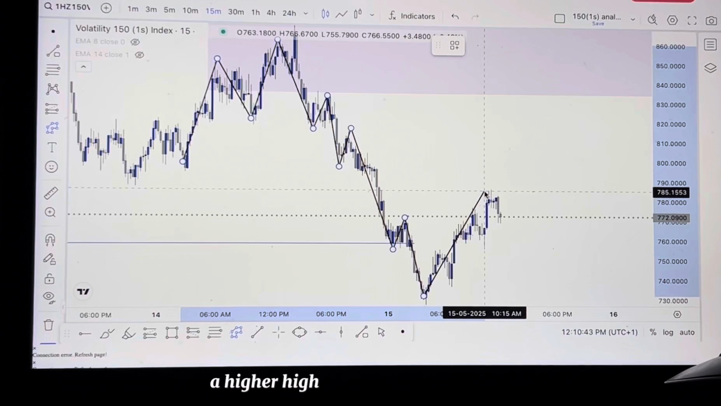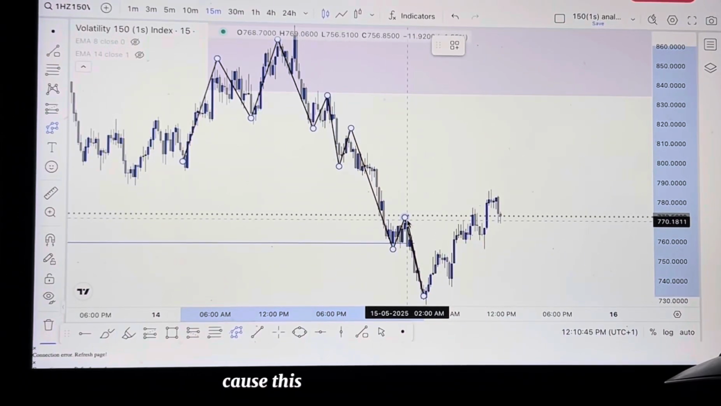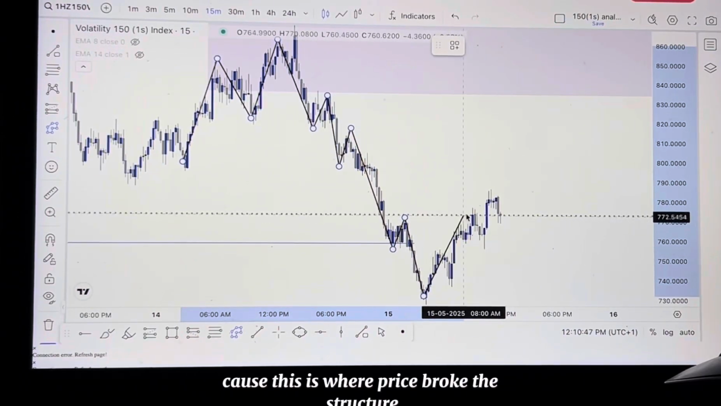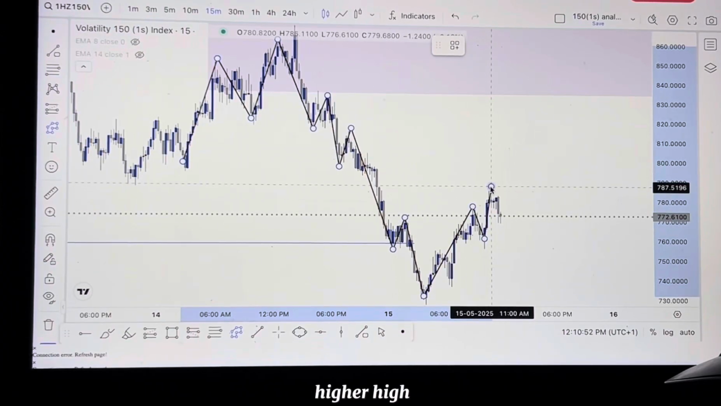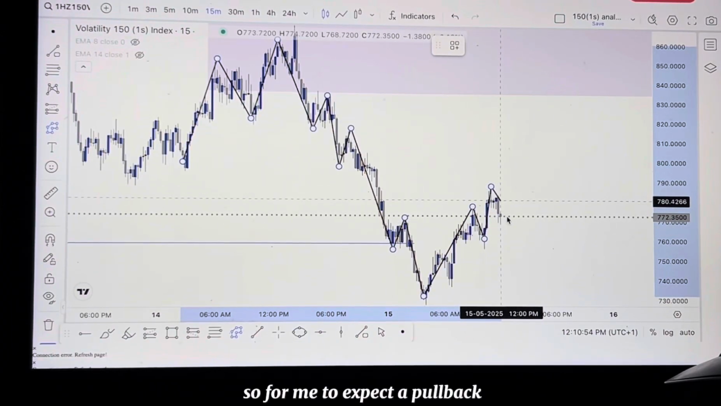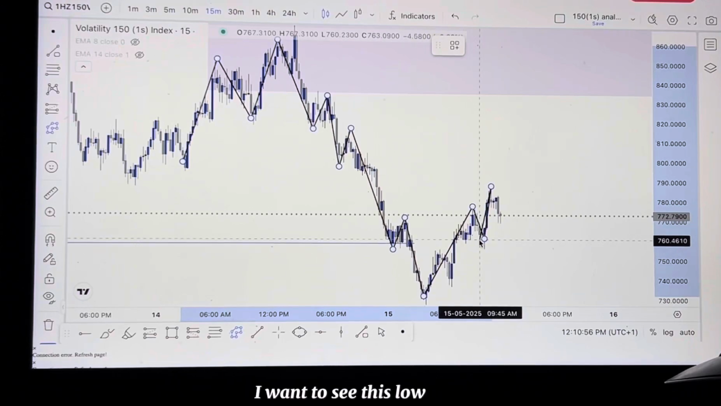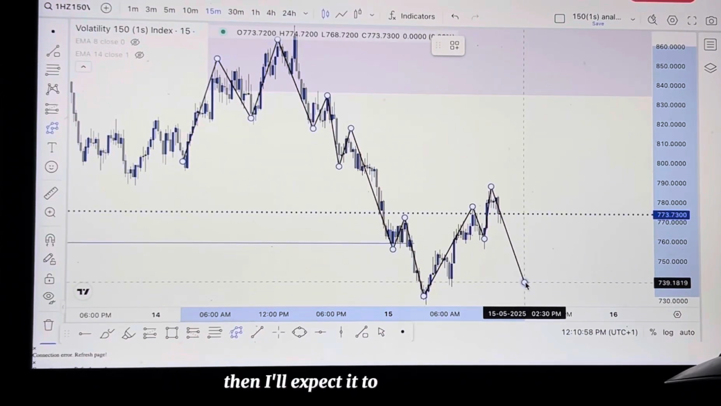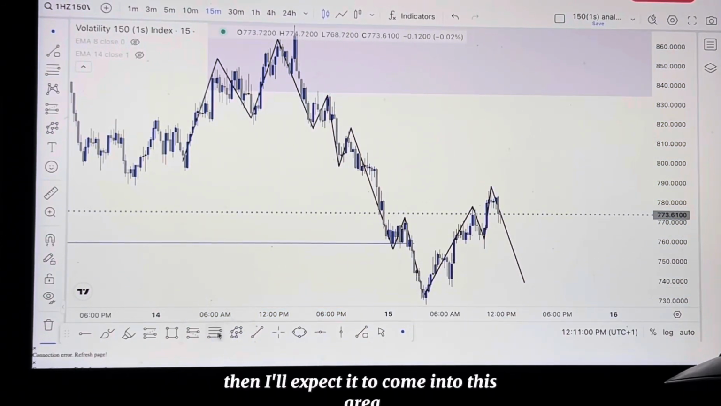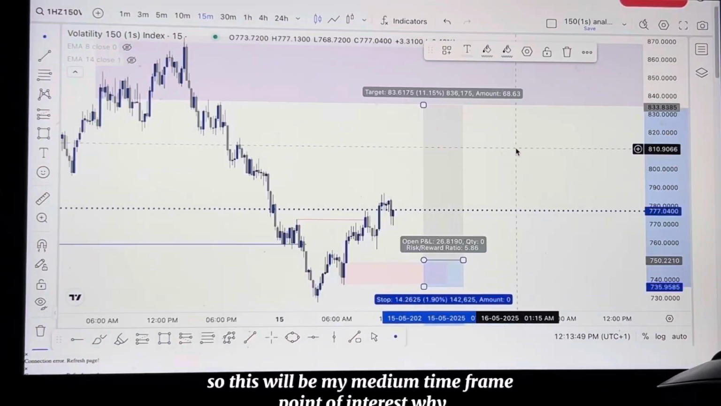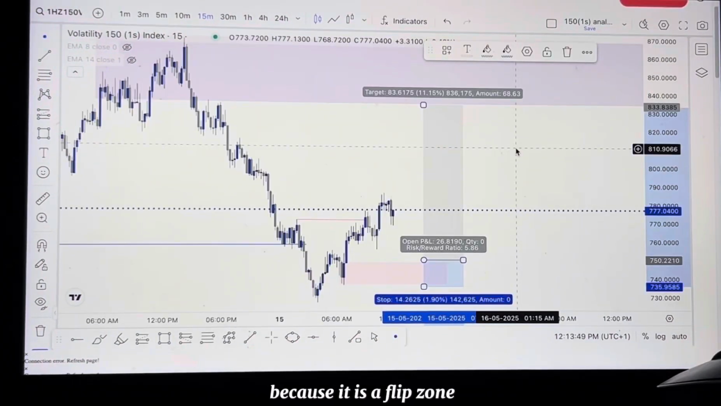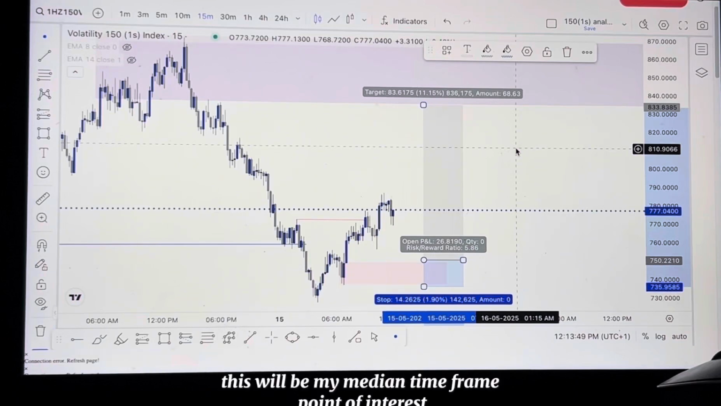See where we have a higher high? This is where we have a higher high because this is where price broke the structure. We have higher high, higher low, higher high. So for me to expect a pullback, I want to see this low gone. Then I'll expect it to come into this area. So this will be my median time frame point of interest. Why? Because it's a flip zone. This will be my median time frame point of interest.